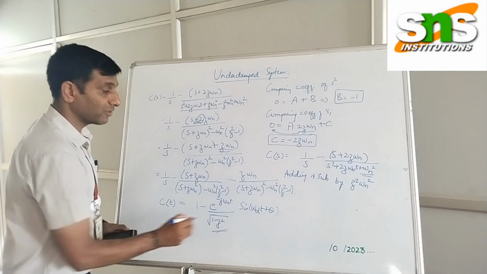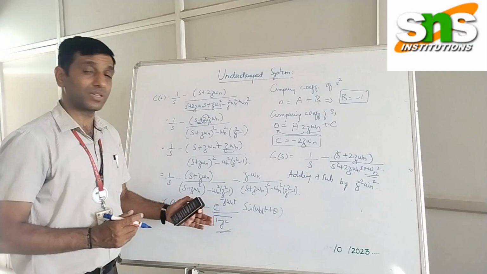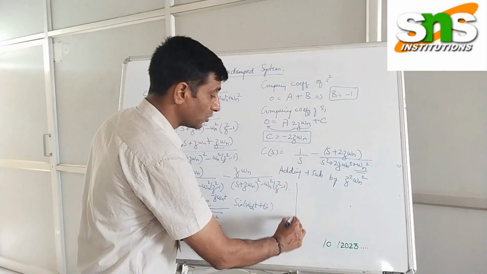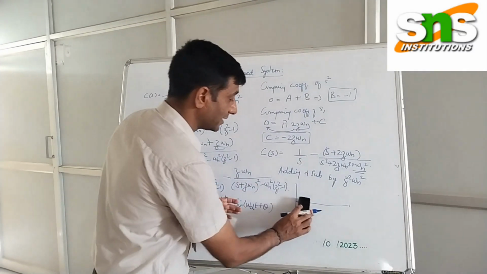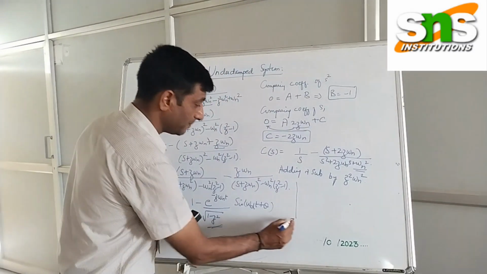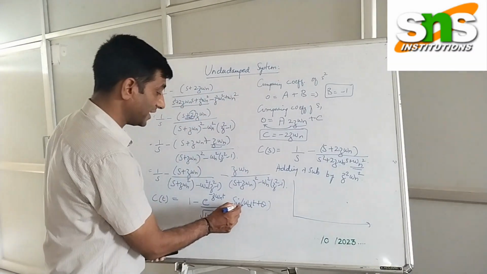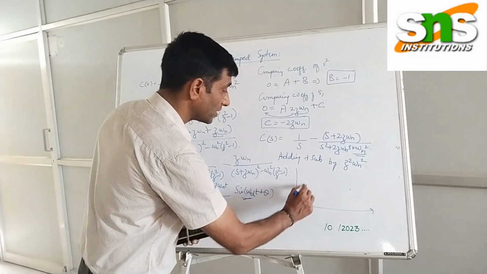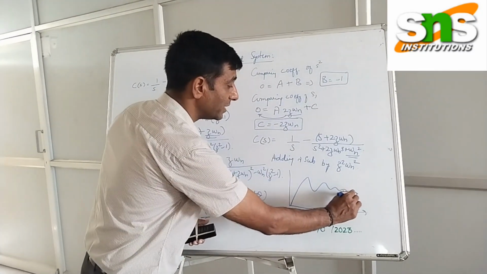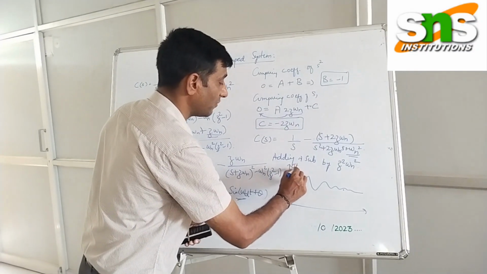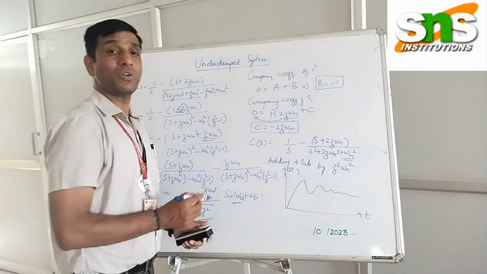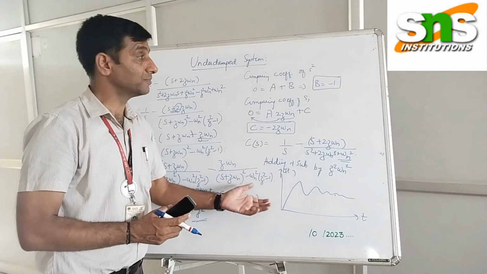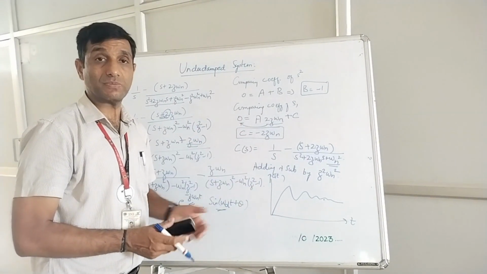This is our final response of a second order underdamped system for a unit step input, and its response looks like this. You can see we have an oscillation term, in terms of sine, and also an exponentially decaying term. So the response will be like this. This is our response C of t with respect to time t, the response of a second order underdamped system, where most of our practical systems belong to the underdamped type. So thank you.